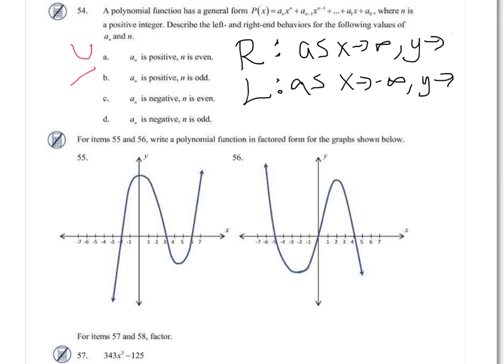For negative leading coefficient, even degree, that's similar to an upside down parabola, so both end behaviors are negative infinity. And then last but not least, an odd degree with negative leading coefficient is a negative slope. So that means the right end behavior is negative infinity and the left is positive.